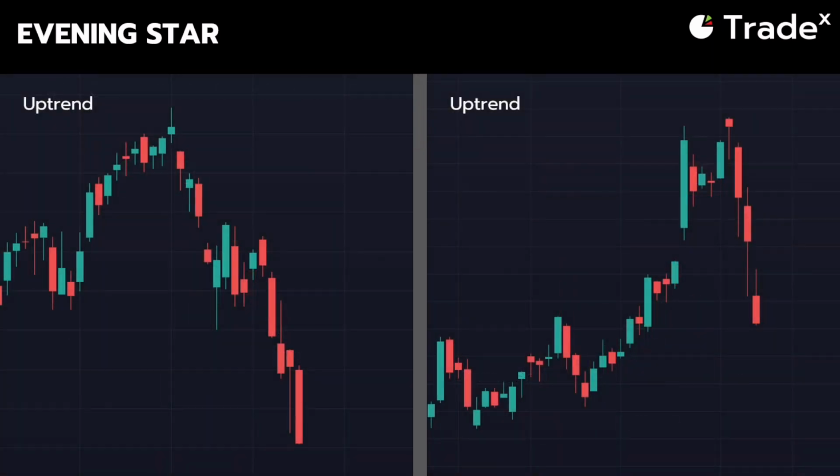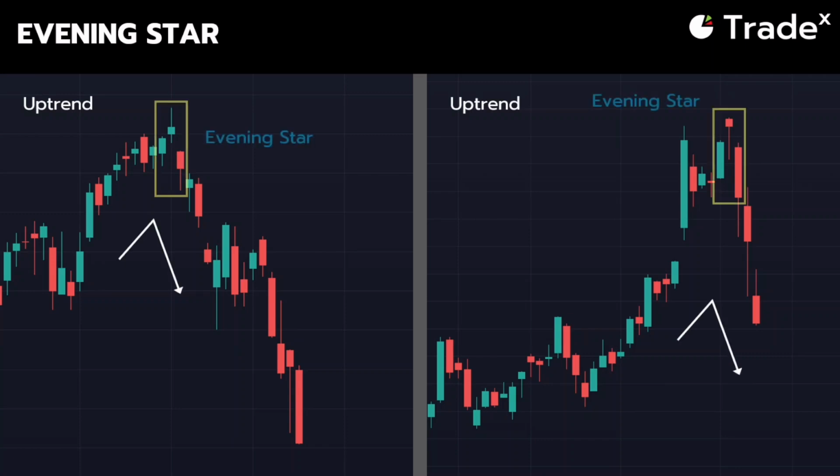Examples demonstrate an uptrend scenario. In both charts, the price consistently rises upward and then experiences a reversal at the peak. The formation of the evening star pattern signals the end of the bullish trend and a potential shift in momentum. As the evening star forms, it indicates that buying pressure is waning and sellers are starting to take control. The price may begin to decline, marking the beginning of a downtrend.